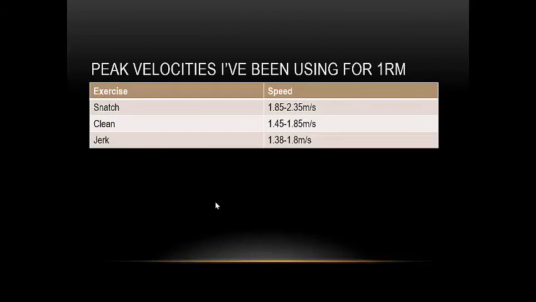So here are some of the peaks that I've been using for 1RM velocities. For most of your team sport athletes, you can go down to the left. If they are Olympic lifters, you might need to go over to the right. Again, these are 1RM velocities. Now, why do those vary? Because of technical proficiency.